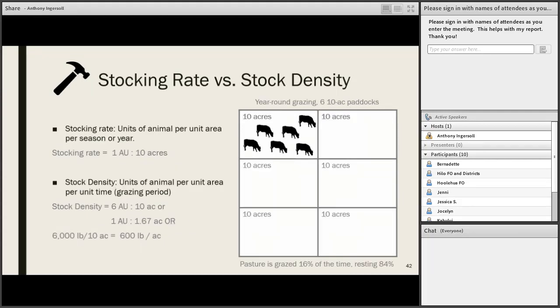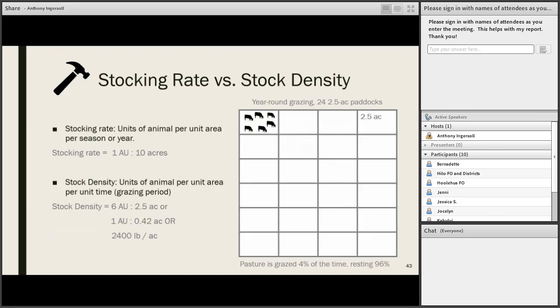Okay, now let's take those same 60 acres and let's cut them up into 6 10-acre paddocks. Our stocking rate is still the same. We still have 6 cows on 60 acres, or 1 to 10 animal to acre ratio, but now our stock density has changed. Now we have 6 animal units on 10 acres, or 1 animal unit per 1.6 acres, or if we want to speak in terms of pounds, we're at about 600 pounds per acre. Okay? So in this situation, whereas in the last situation the pasture was grazed 100% of the time and rested never, this pasture is grazed 16% of the time and it's resting 84% of the time. So there's going to be a big difference there in a lot of different ways with a system like this.